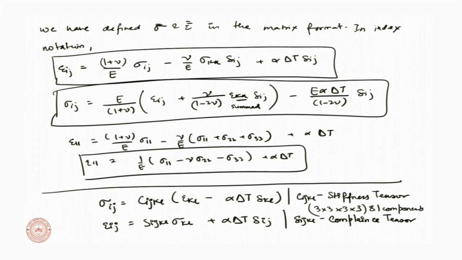Okay. Now, a total tensor should have 81 components. However, due to certain properties, and we will come over it, our stiffness tensor and our compliance tensor both will have only 36 components because of certain symmetries. Okay. So, with that we can write what C_ijkl is.